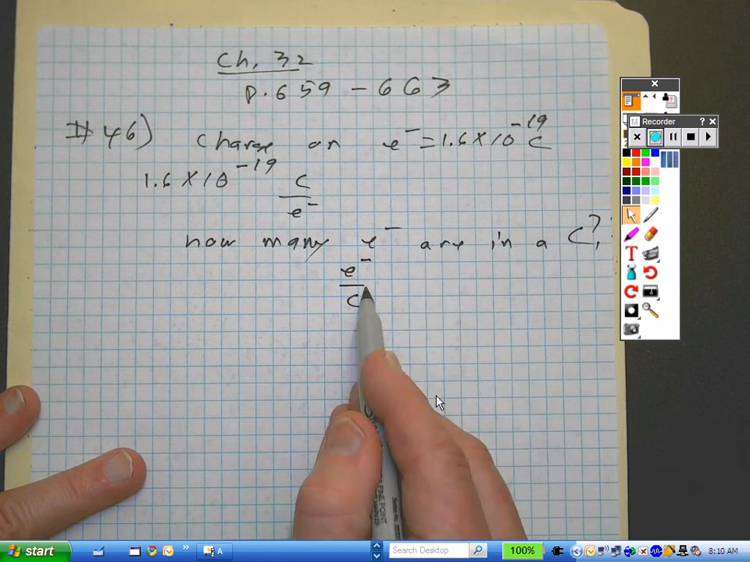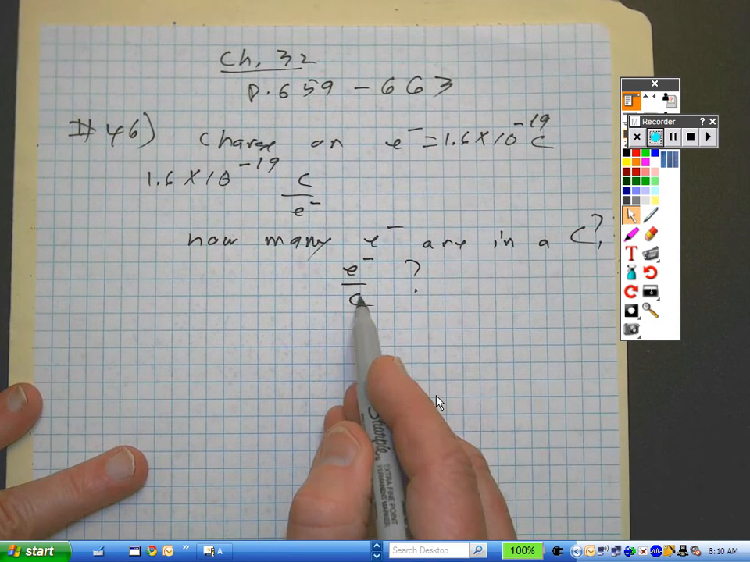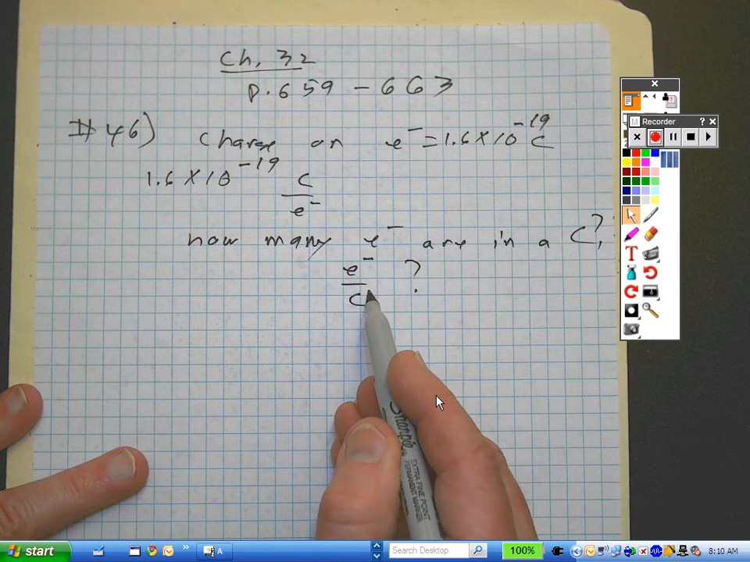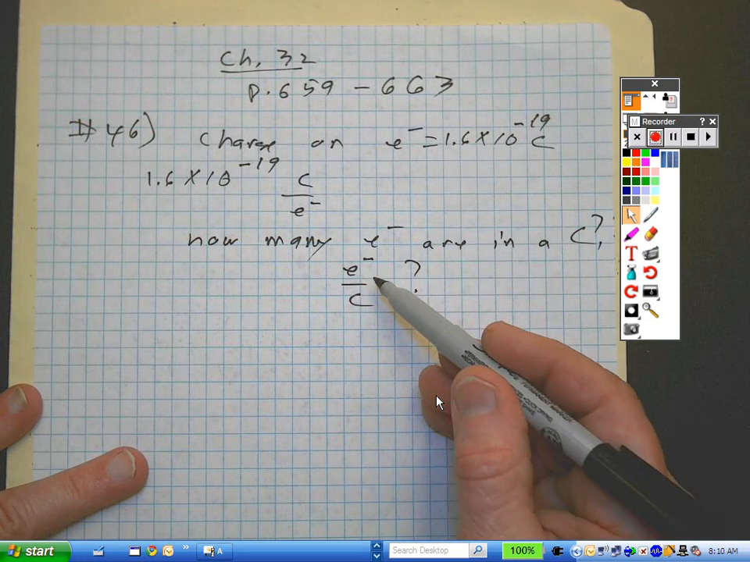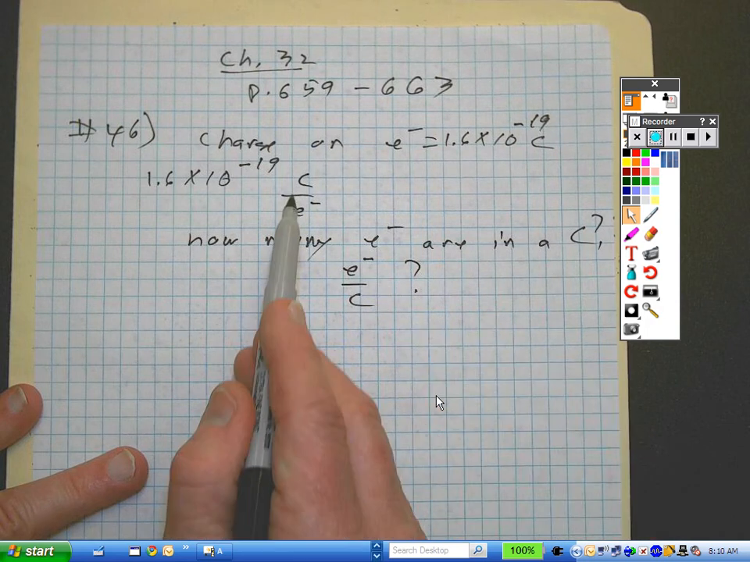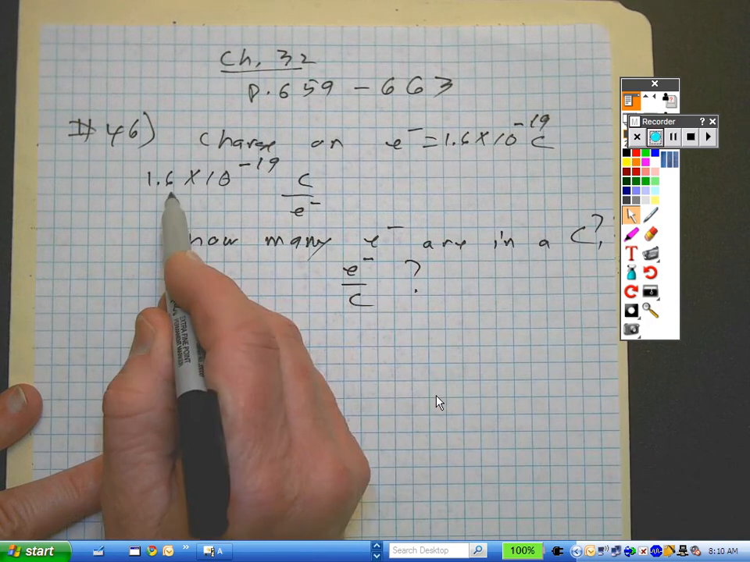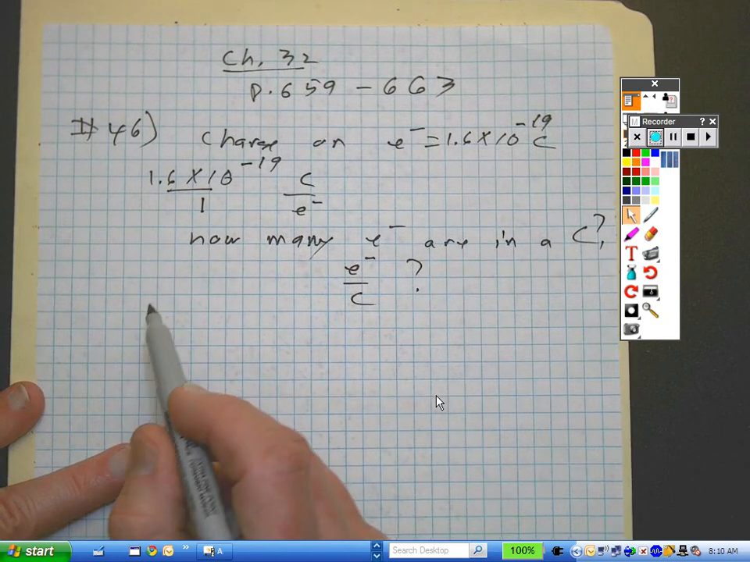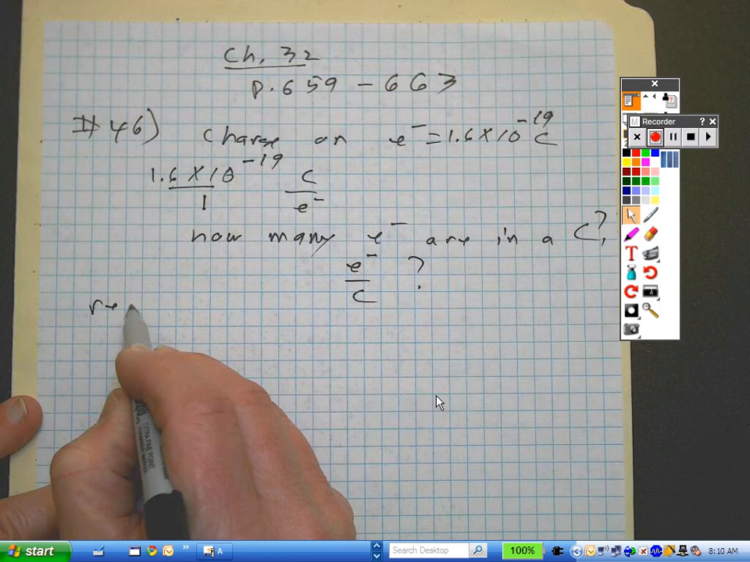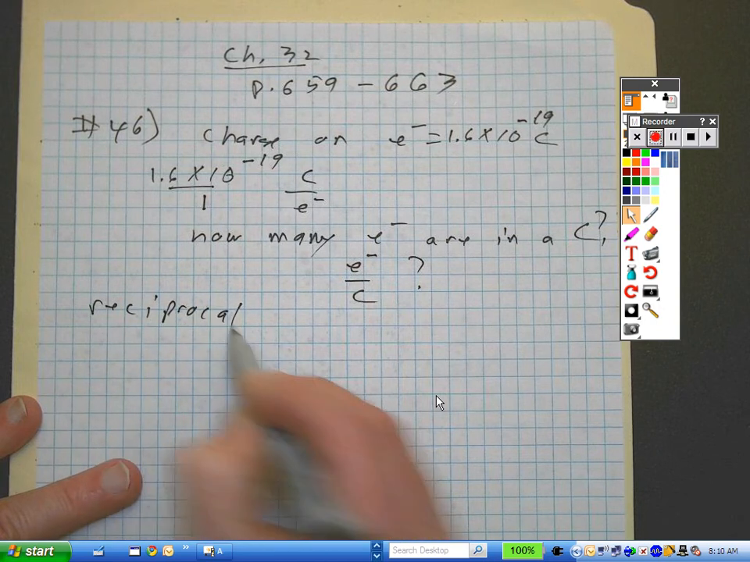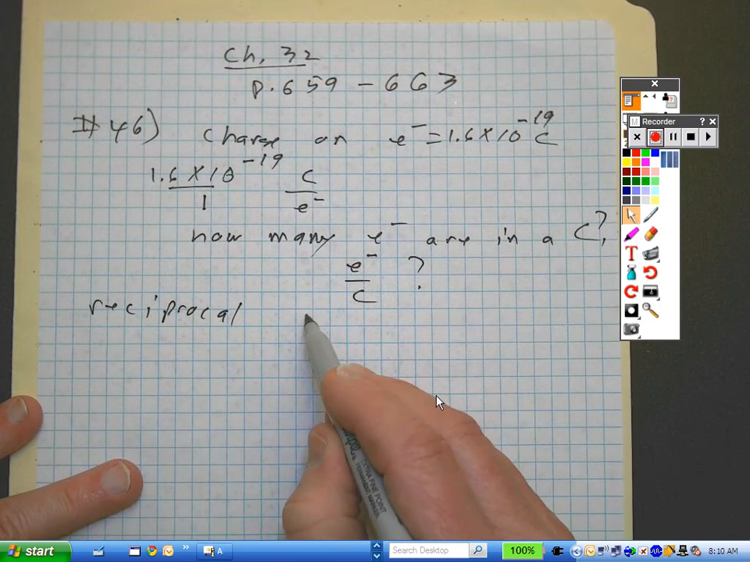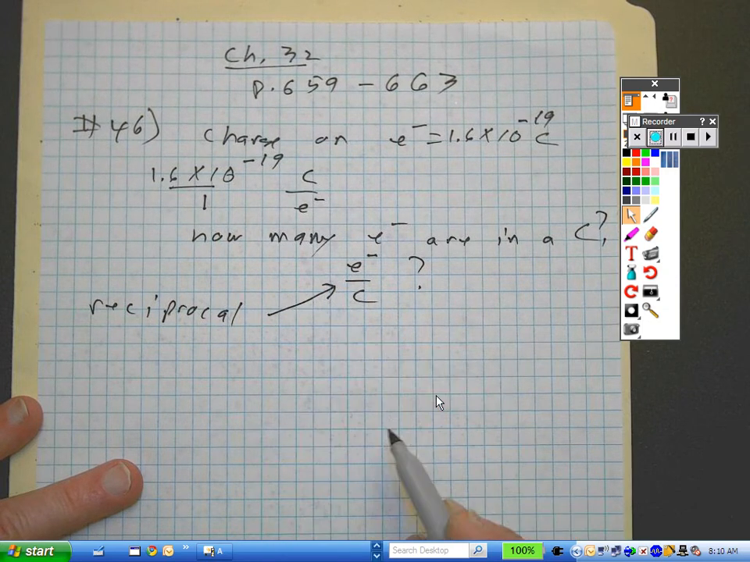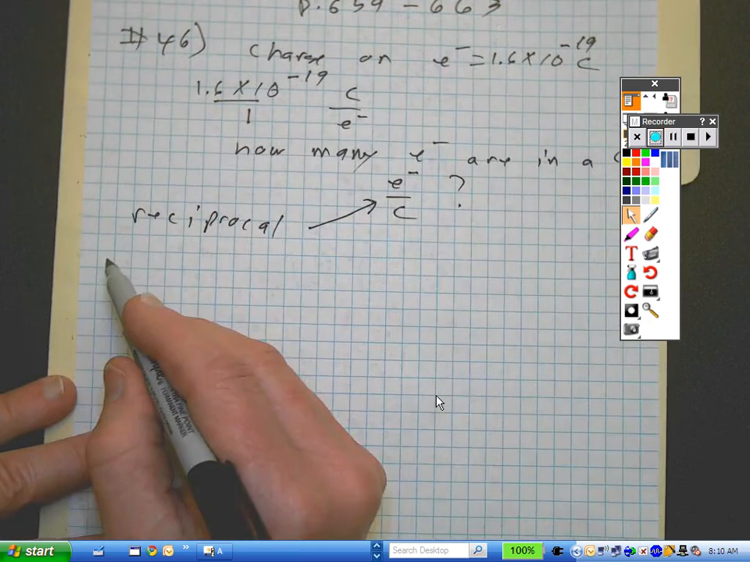As you can see, then basically this question is asking the reciprocal. Remember, when you take the reciprocal, you're just turning it over. Top becomes bottom, etc. If we know that there are 1.6 times 10 to the minus 19th coulomb per electron, then all we have to do on our calculator is take the reciprocal. And then we will know the number of electrons per coulomb. That'll give you a hint about number 46.